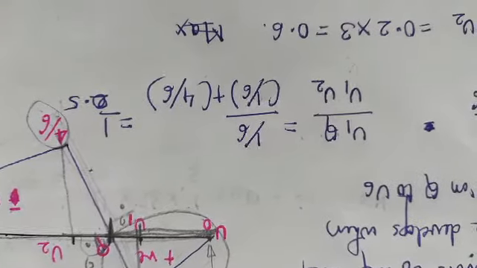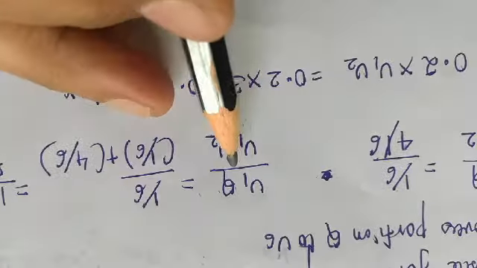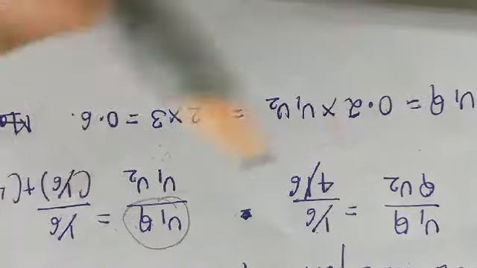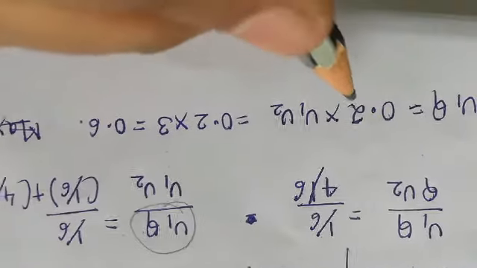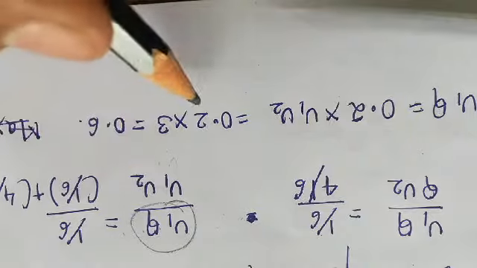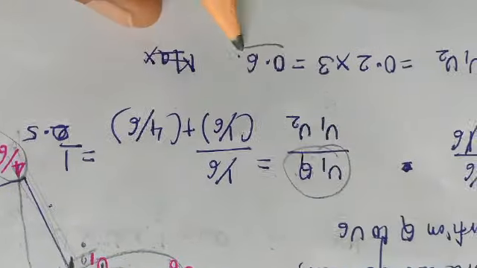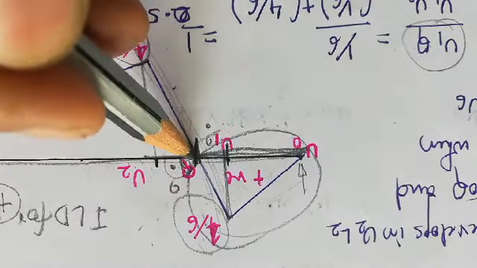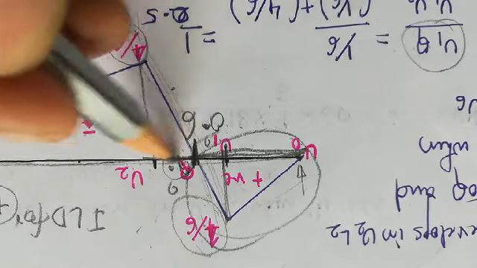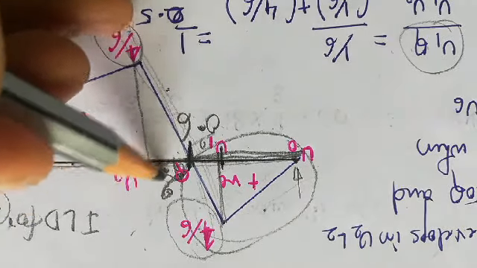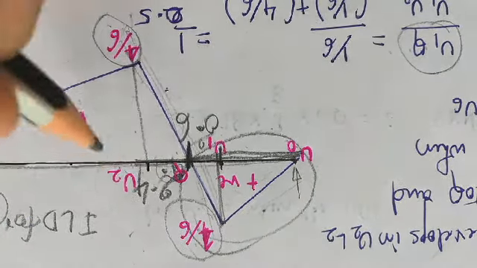Once I know this ratio, I want to know the value of U1 Q, so I will cross multiply. It is 0.2 times U1 U2. How much is the distance between U1 and U2? It is 3 meters. If I multiply it with 3 meters, I'll get 0.6. So the distance from U1 to Q is 0.6, and for the remaining Q U2, U1 U2 is 3 meters minus 0.6, which gives 2.4. So this is the distance.